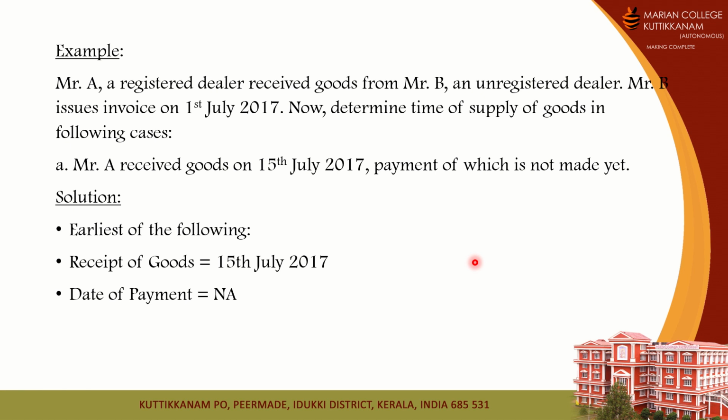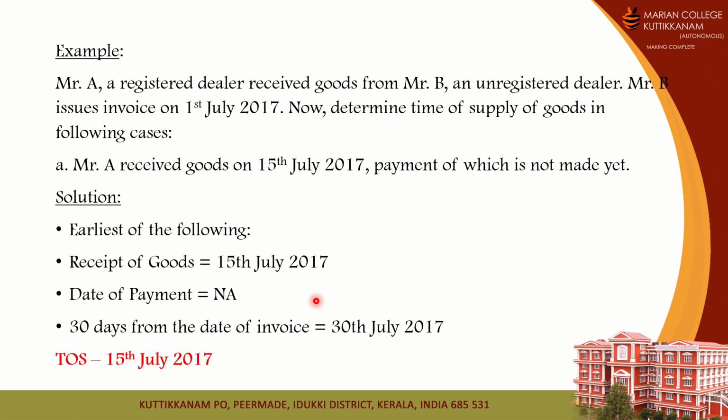Then the third one is the date immediately following 30 days from the date of issue of invoice. When is the date of issue of invoice? That is 1st July 2017. So the date immediately following 30 days from the date of issue, that is the 31st day. What will be the 31st day? That will be 30th July 2017. So what will be the time of supply here? Earliest of the following, that is 15th July 2017 will be the time of supply here. I hope the concept of reverse charge mechanism and time of supply is clear for you, right?